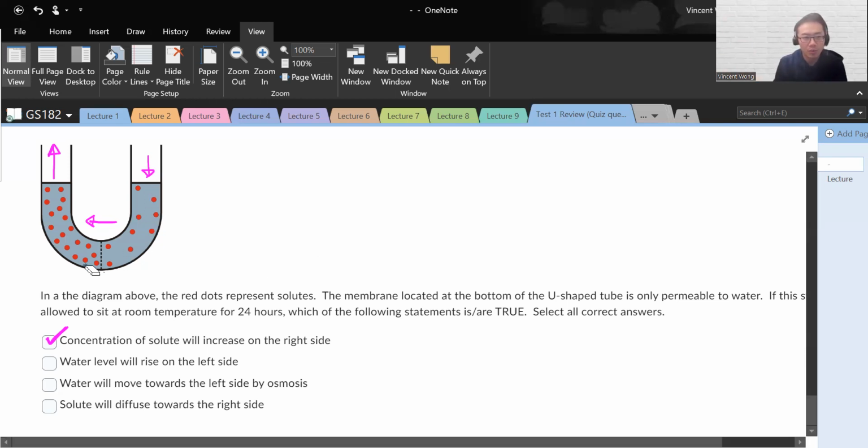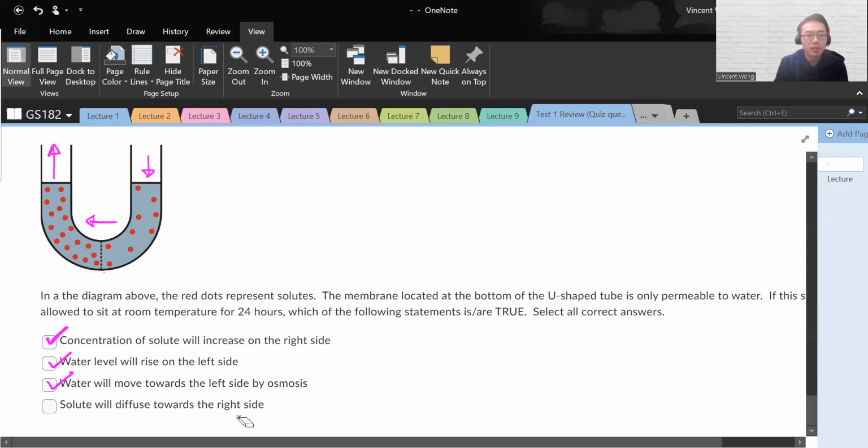So as the water moves from one side to the other side, the water level goes down and solute concentration goes up. Water level will rise on the left. That's true. Water will move towards the left side by osmosis. That is also true.